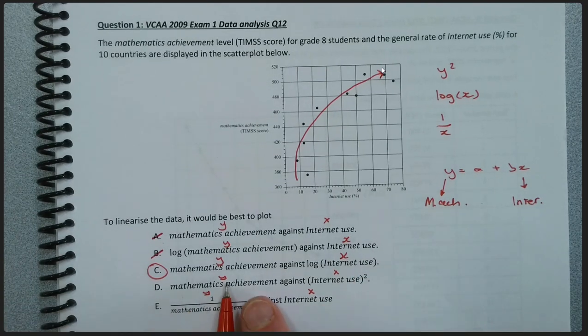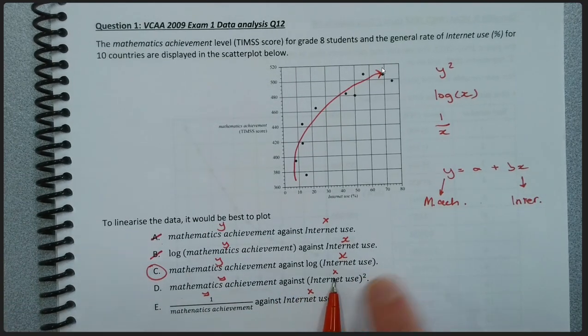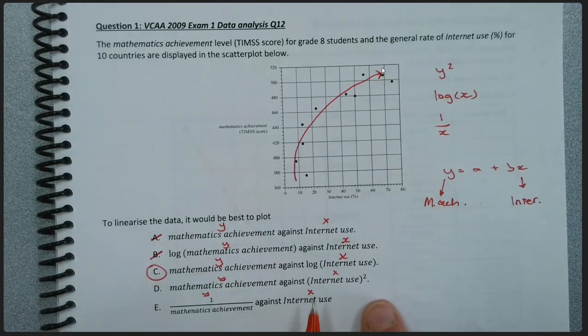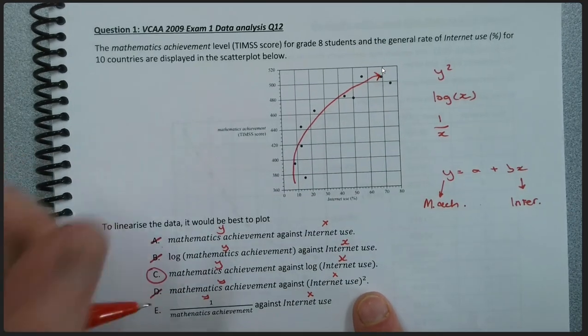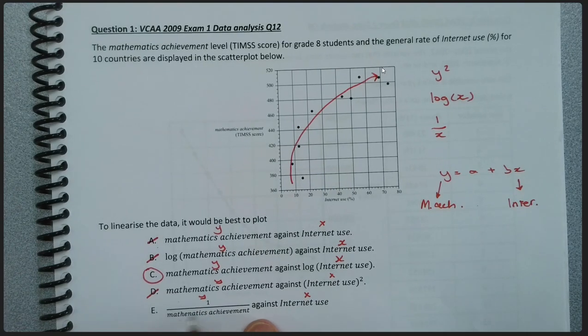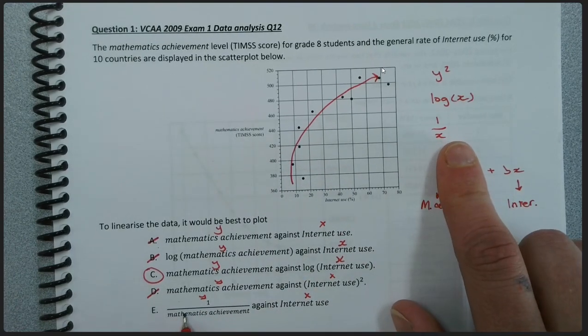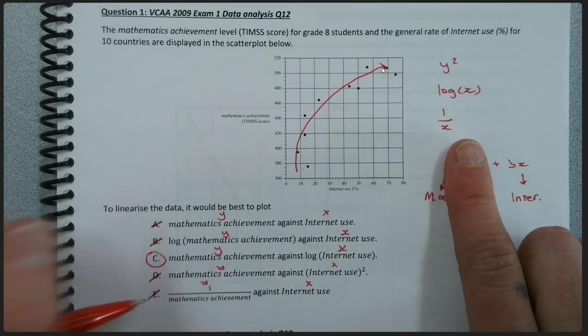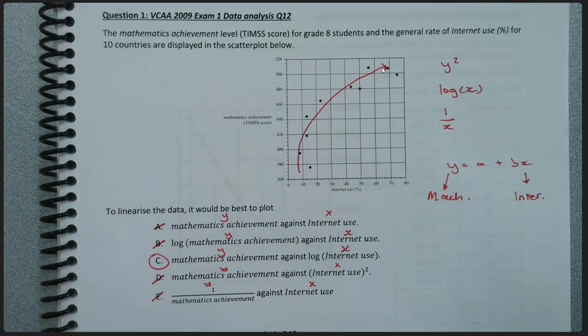Let's double check. This one, we've done x squared, right? Y squared was an option, so it wasn't that. And this one, we've done the reciprocal of y, and we're looking at the reciprocal of x over here, so it's not that one. It would indeed be C. So good job if you identified C.